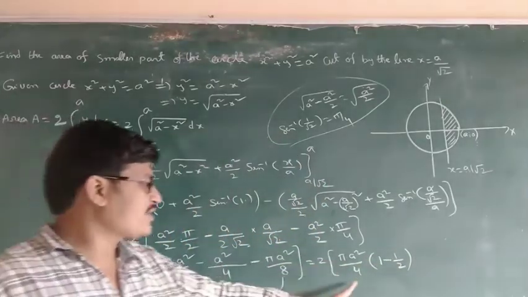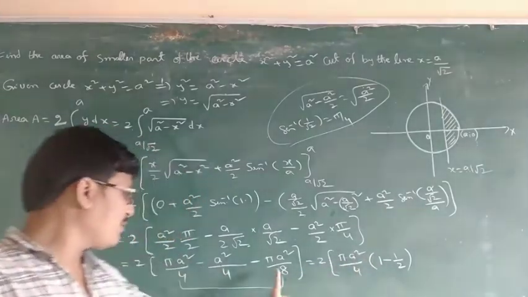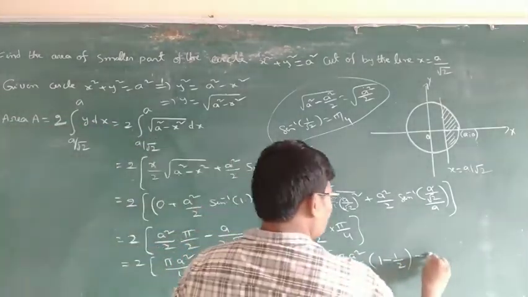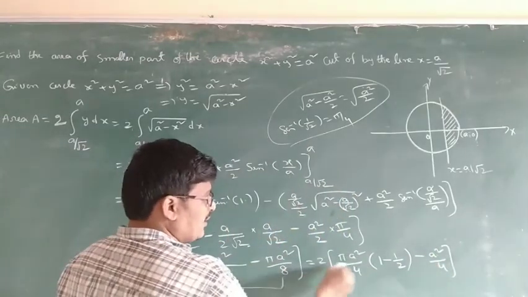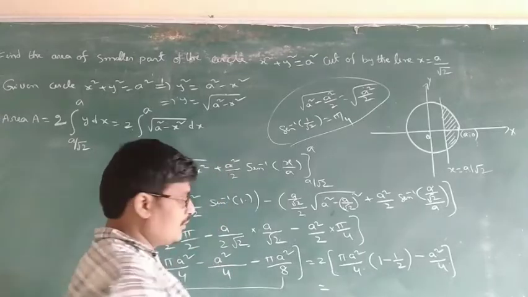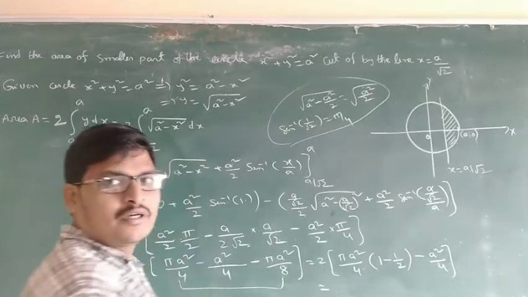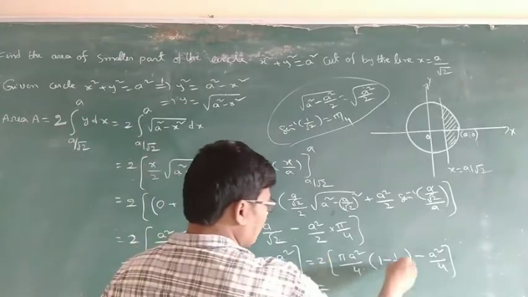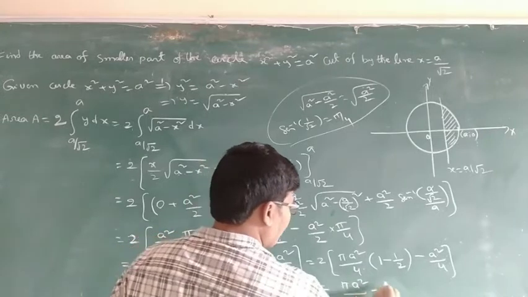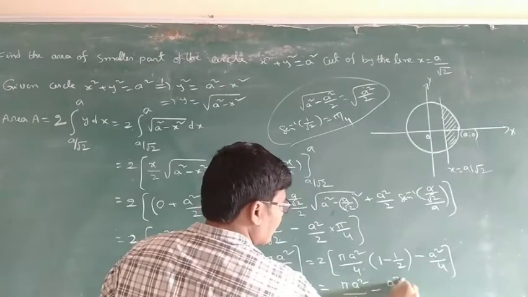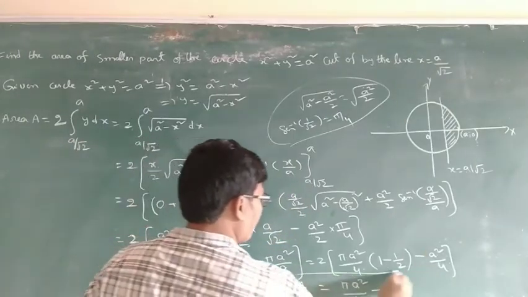Multiply pi a square into 1 by 4, then pi a square by 4 into 1 by 2, which is pi a square by 8 minus a square by 4. Multiply with 2: 1 minus 1 by 2 is equal to 1 by 2. So the 2 ones 2 twos cancel. Pi a square by 4 minus a square by 2. This is the area.